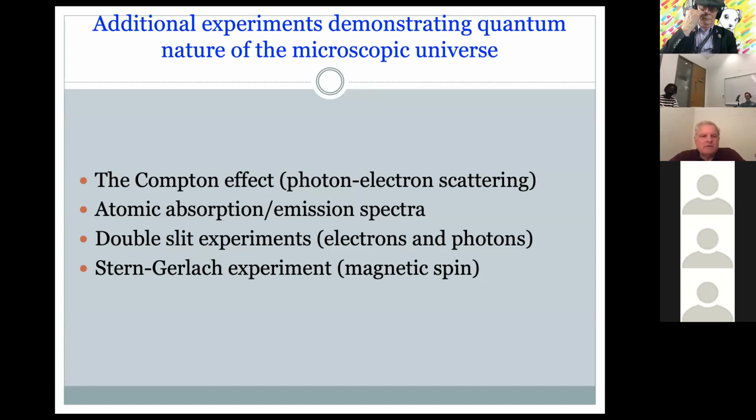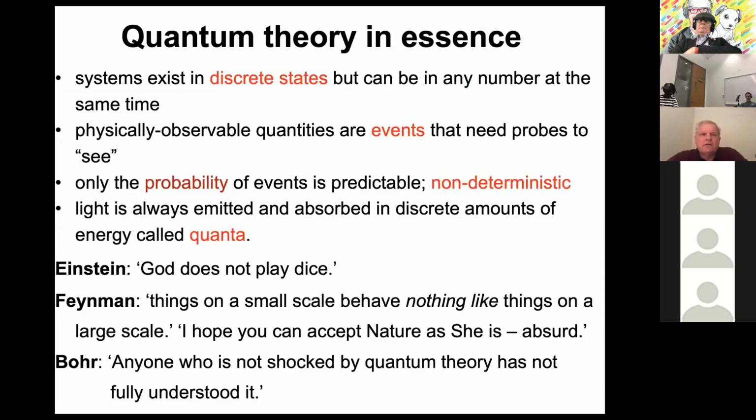There were some other experiments. I'm not going to linger on that. So the empirical basis for quantum physics kept growing, including something called the spin. I'll come back to it in a minute. And so this is quantum theory in essence.